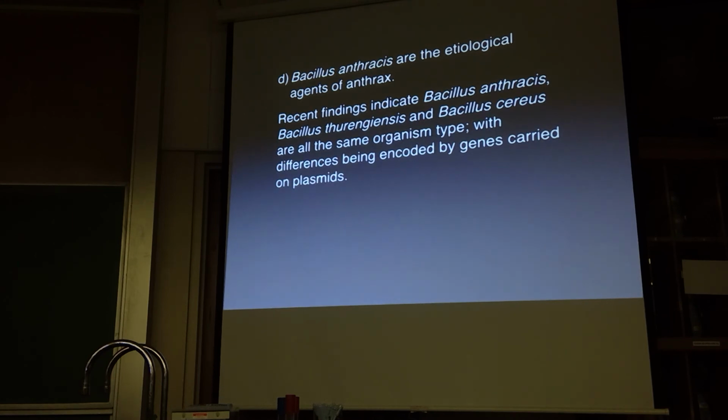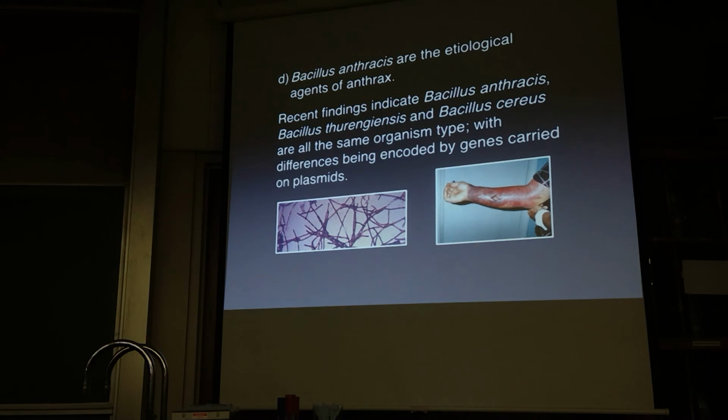But here's an interesting sideline. Bacillus anthracis, Bacillus thuringiensis, and Bacillus cereus. And now there's some others in this same category. They're called the Bacillus cereus group. Turns out these bacteria are all the same organisms, except different ones have plasmids. So if they're Bacillus anthracis, they have plasmids that carry virulence factors. If they're Bacillus thuringiensis, they have plasmids that allow them to produce these chemicals that kill insects. Bacillus cereus doesn't do either of those things. So they're all very closely related. Here we see an anthrax infection.